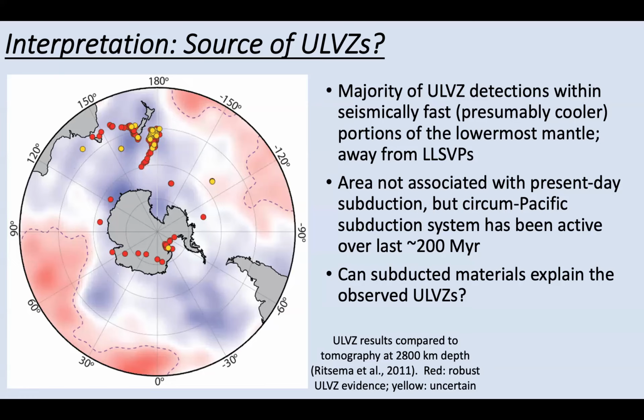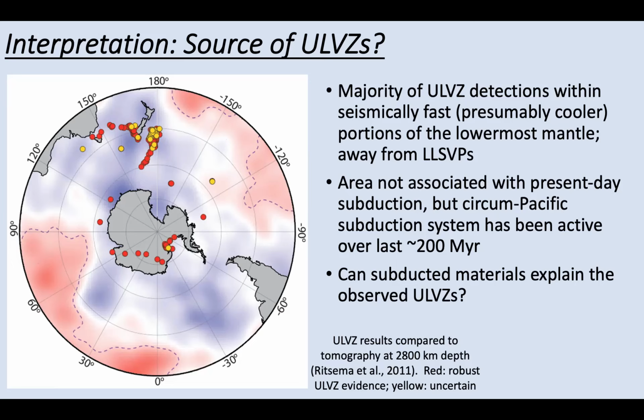A majority of our sampling points, and hence our ULVZs, are located within a seismically fast, in other words, presumably cooler part of the lowermost mantle, again, away from the LLSVPs, which, just as a reminder, are these red areas encompassed by the purple dashed lines. And so the question becomes, okay, if this is an area that's presumably cooler and hence maybe not as consistent with a thermal origin for ULVZs, what's causing these, right?